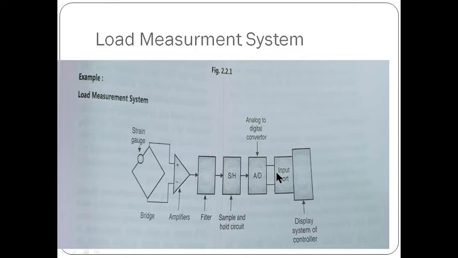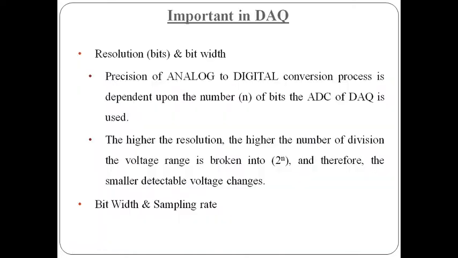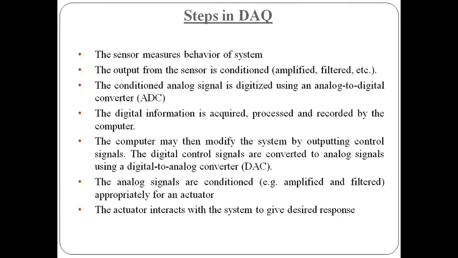The data acquisition system removes unwanted signal and limits the sensor spectrum here. The proper design of the signal conditioning system is critical in mapping the sensor output to the data acquisition input. So here we are going to study the steps in a data acquisition system. You can see on your screen.